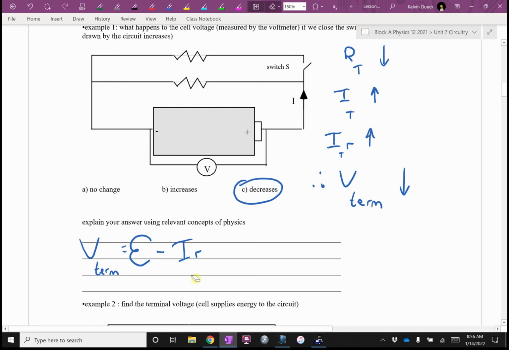What if there's no current? What if you haven't hooked the battery up to anything? Then if you put a voltmeter on it, you will read what's printed on the side.